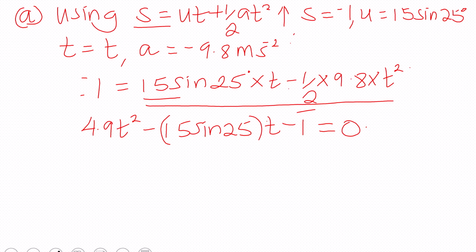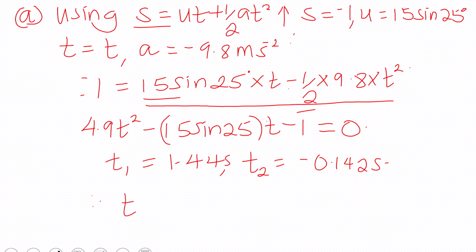So this is a quadratic equation, and when you solve it, you will get your t1 equaling 1.44 seconds, and your t2 will be equaling -0.142 seconds. So we discard the negative and take the positive, and we can conclude and say, therefore, the time taken by the particle to reach the ground is t equaling 1.44 seconds. I hope this is clear to everyone, and that is how we calculate time taken.